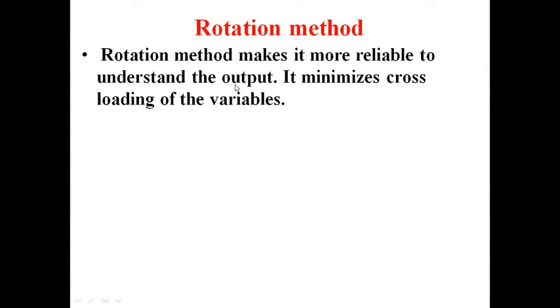So one variable will not go to factor number 1, also factor number 2, and also factor number 3. It will go to only one factor. So PCA was the unrotated method, and this is the rotated method. In the unrotated method, there may be cross loading of the variables on 2 or 3 different factors. So it minimizes in the case of the rotation method.